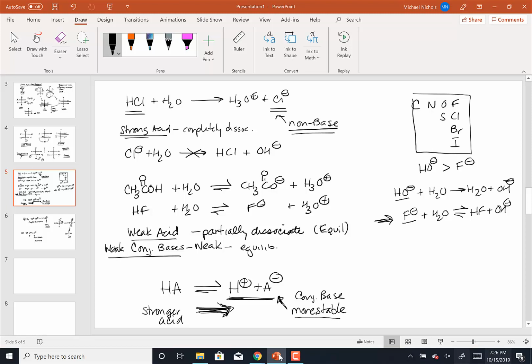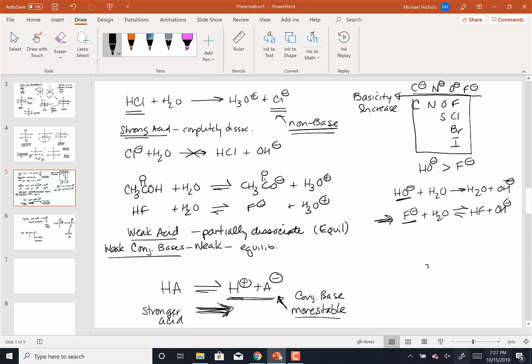Well, it turns out that what is a stronger base? A C minus, an N minus, an O minus, or an F minus? Well, down here I introduced the idea that hydroxide is stronger than fluoride. If I continue that, that means N minus is stronger than O minus and F minus, and C minus is the strongest of them all. So as we move on the periodic table from left to right, sorry, right to left, basicity is going to increase.